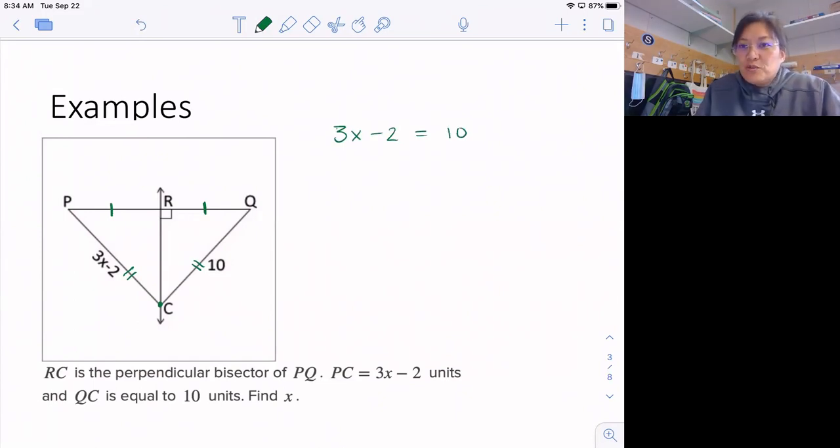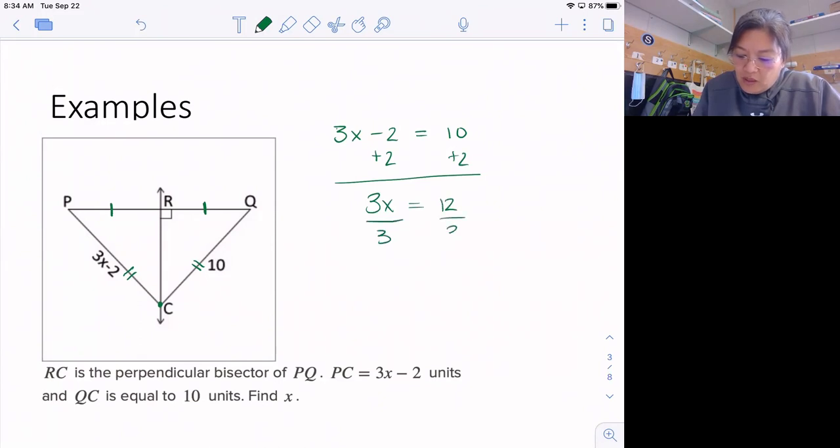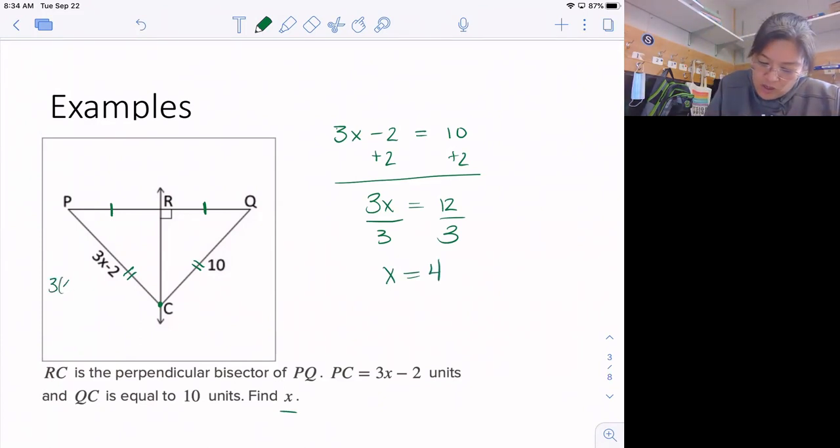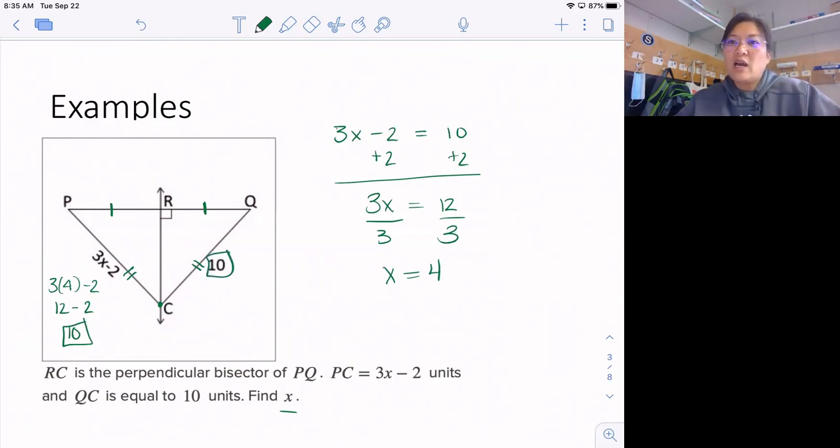Now we're just going to algebraize it by adding 2 to both sides. 3x is equal to 12. Divide by 3. x is equal to 4. And that's what we were being asked. Now, how can we test it? We can go over here and we go 3 times 4 minus 2. 3 times 4 is 12, minus 2, 10 is equal to 10. So we tested it out.